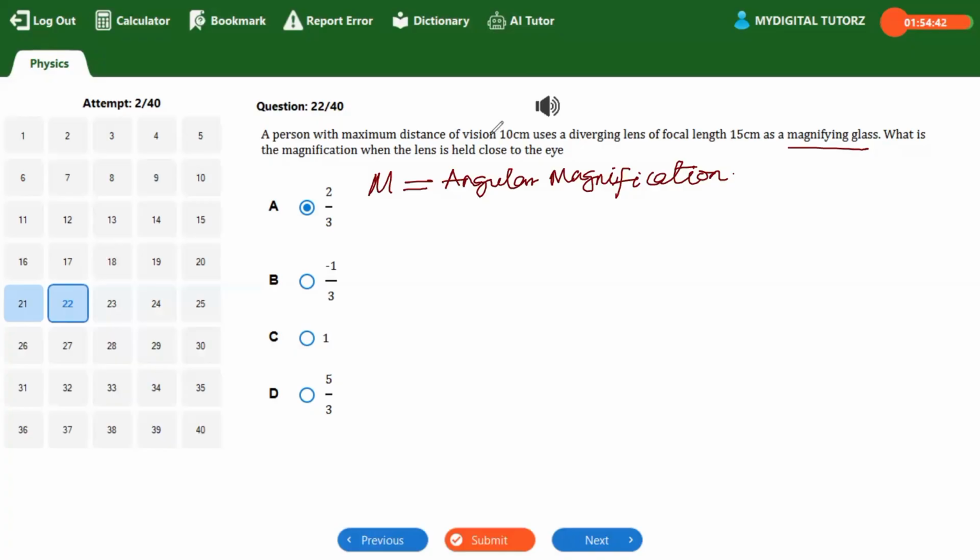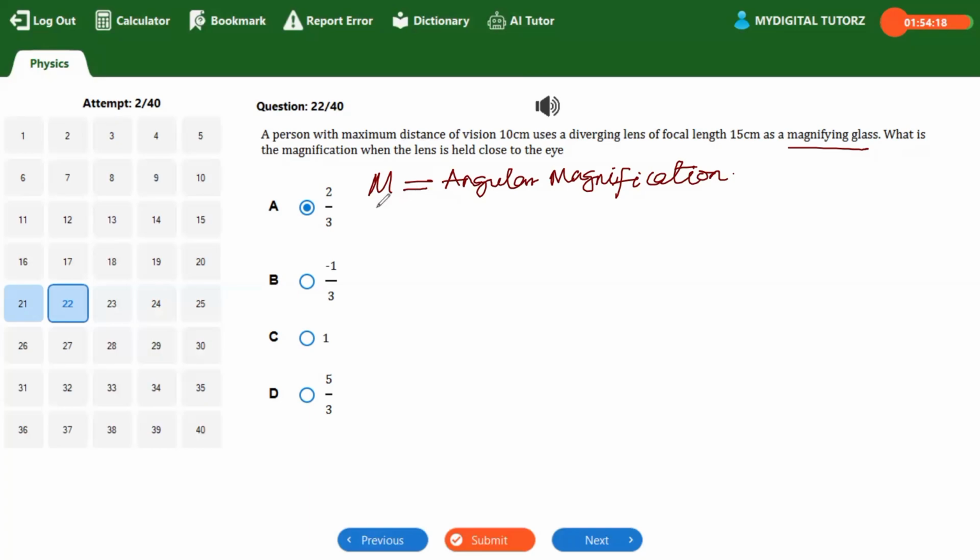So the person with maximum distance of vision, that is the least distance of distinct vision, right? So meaning that the closest distance that a person with a normal eye without defect can see is 25 centimeter. That is the near point, 25 centimeter. But here, the closest distance of clear vision by this particular person is 10 centimeter.